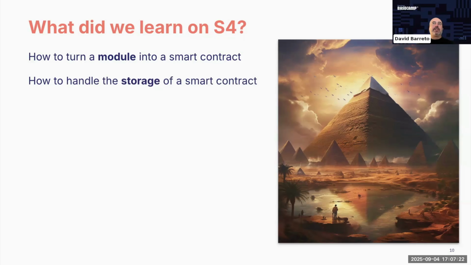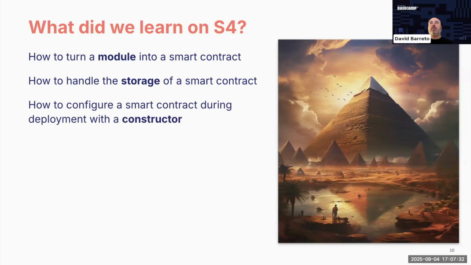We also learned how to handle the storage of the smart contract with the storage struct, with the proper attribute, and then with the methods that are part of the trait as well, to write and to read from. We learned how to configure a smart contract during deployment with a constructor, right? If you remember, that's why we pass the initial value and who the owner of the smart contract is going to be. We also learned how to define and emit events.